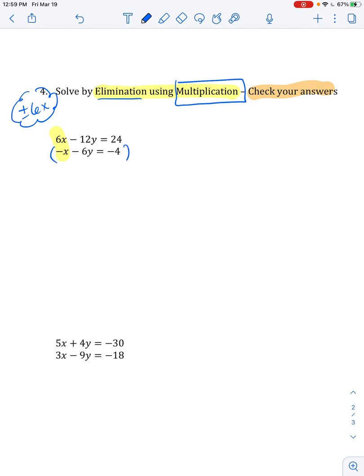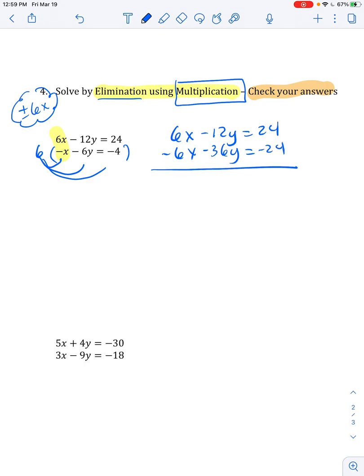They're already opposites, one's positive, one's negative, but I could multiply the entire bottom by 6. So I'm leaving the top the same. And here I'm going to multiply every single thing by that 6. Okay, now I have that equal but opposite pair, which will eliminate when I go to put them together.